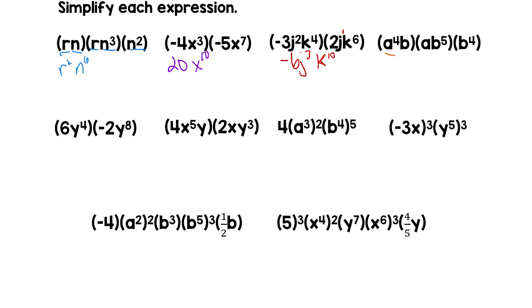We have a to the 4th times a is a to the 5th. 1b and 5 more is 6 and 4 more is 10, so b to the 10th. Next row, try those on your own.